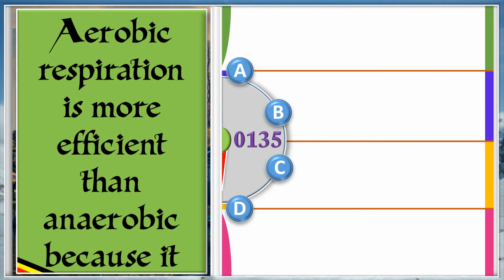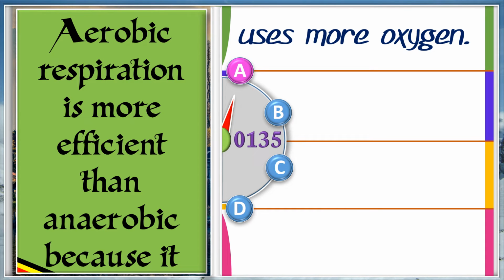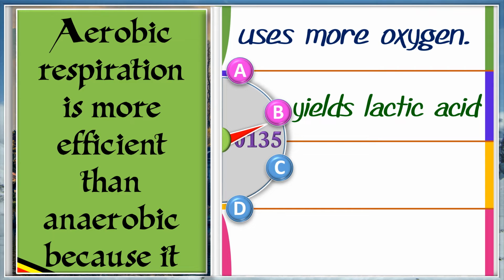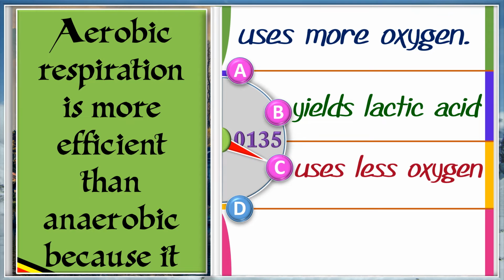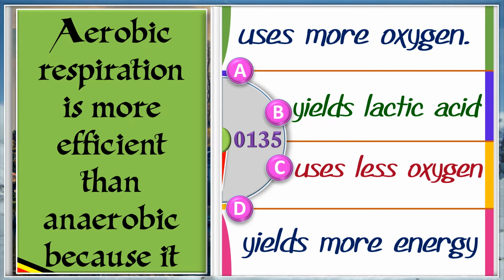Aerobic respiration is more efficient than anaerobic because it A. Uses more oxygen. B. Yields lactic acid. C. Uses less oxygen. D. Yields more energy. And the answer is D. Yields more energy.